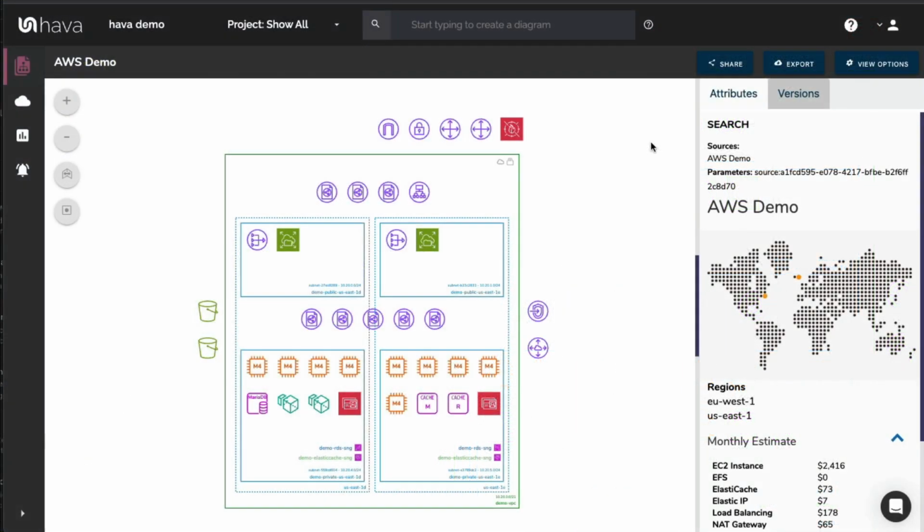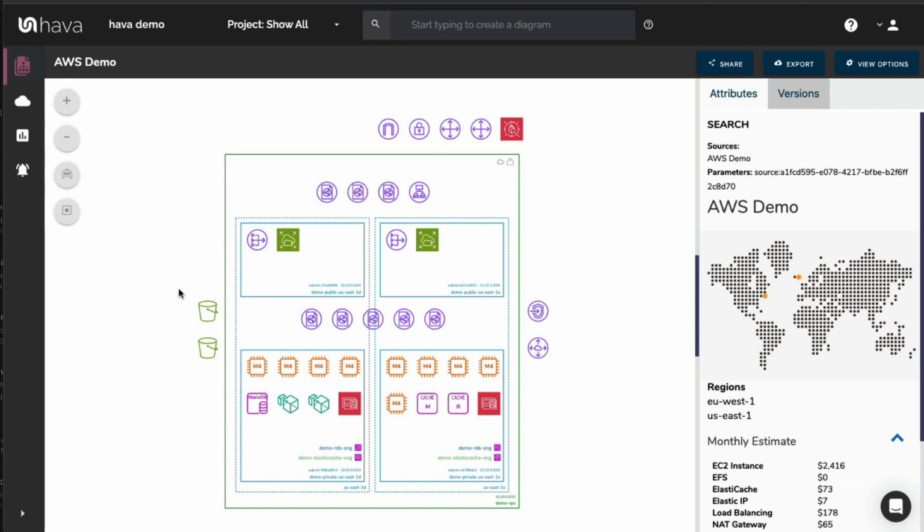So Hava diagrams are kept reasonably clean on purpose. What we don't do is try and fit all of the metadata onto the diagram, because that just really clutters things up. What we do instead is move the metadata to the attribute pane to the side.